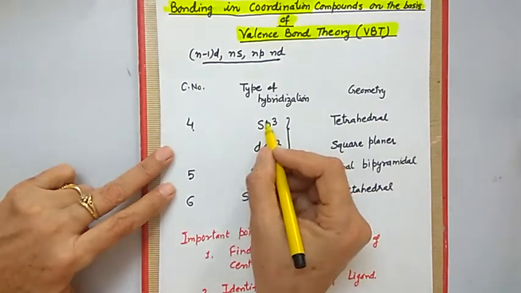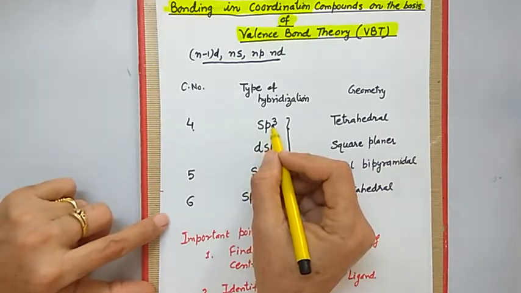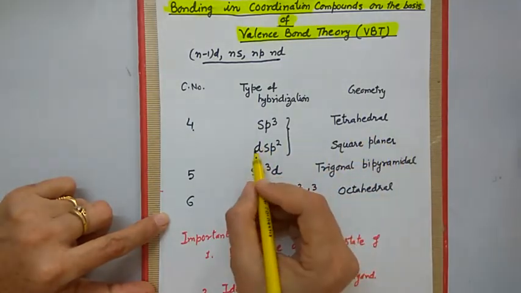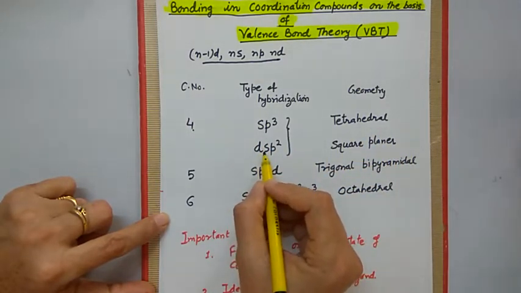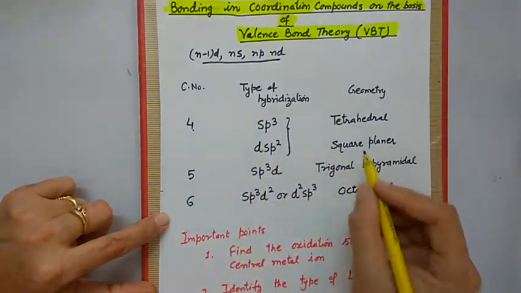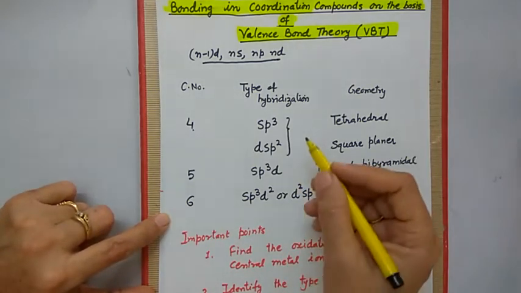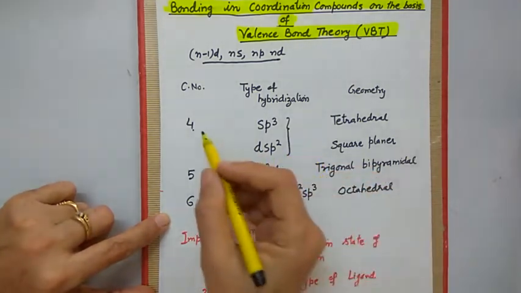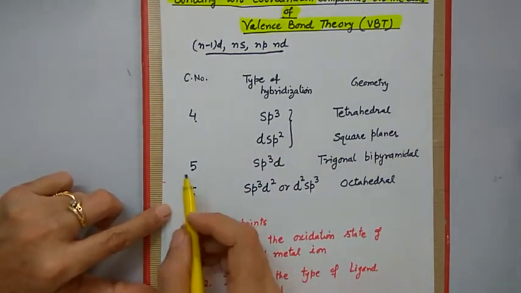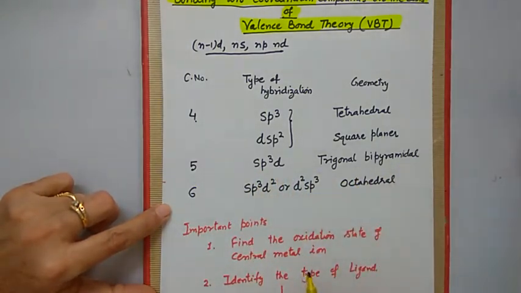If 1s and 3p hybridize, we call it sp3 hybridization, and in that case the geometry of the complex will be tetrahedral. But if one d orbital participates, 1s and 2p orbitals hybridize, then the geometry is square planar. You will understand this when we discuss a few examples in which the coordination number of the complex is 4. If the coordination number is 5, the hybridization is sp3d and the geometry is trigonal bipyramidal.